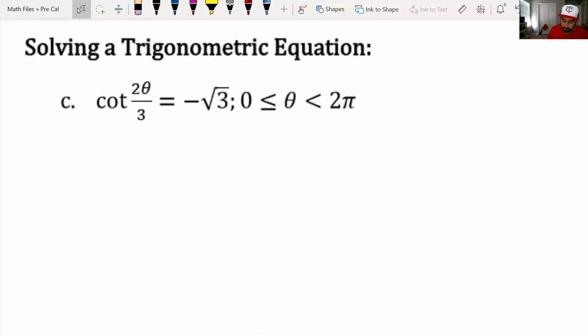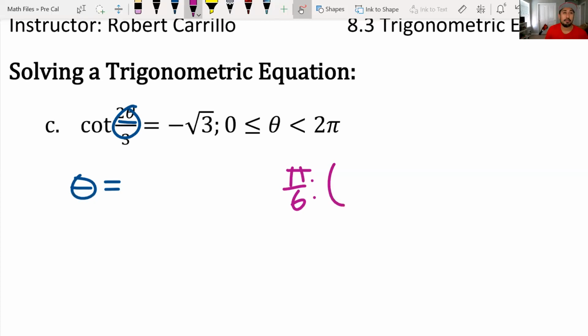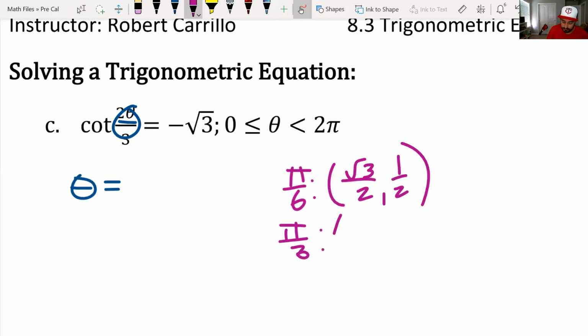All right. Once again, see all of this as theta. See all of that as theta. And we want to know what value of theta makes cotangent negative square root 3 over 3. So we have to think about this for a second. Pi over 6 is square root 3 over 2 and 1/2. And pi over 3 is 1/2 and square root 3 over 2.